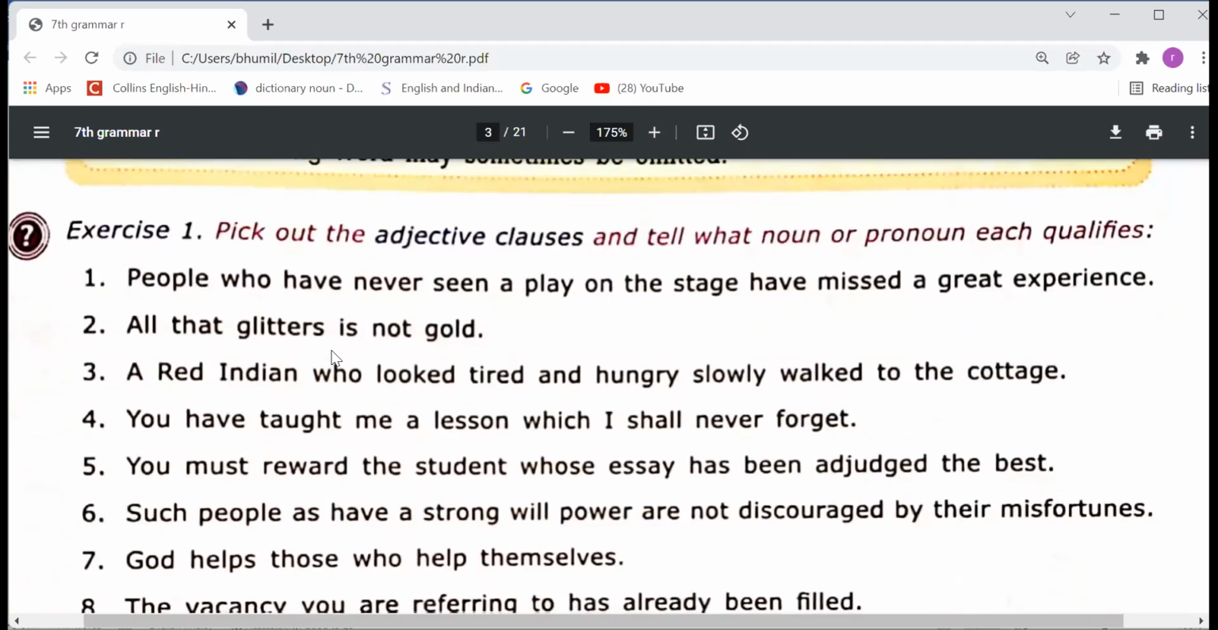So dear students, now I want you to get involved in this. I'll say your name and you need to tell me the answers to these questions. And if you want to ask any question, you can ask in the end, okay? So our question is: pick out the adjective clause and tell what noun or pronoun each qualifies.